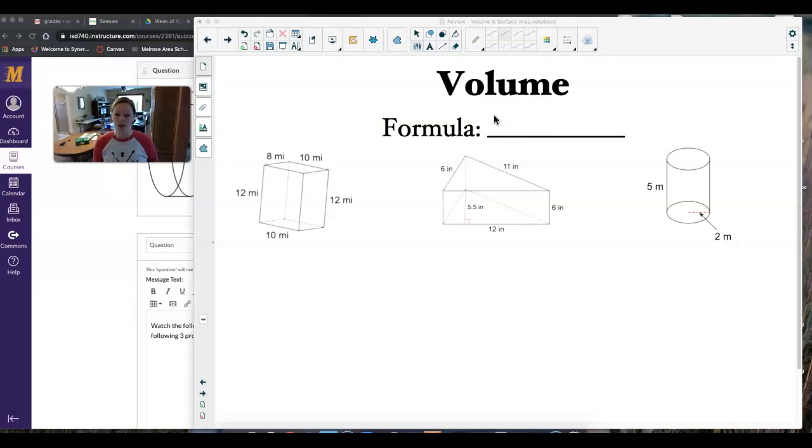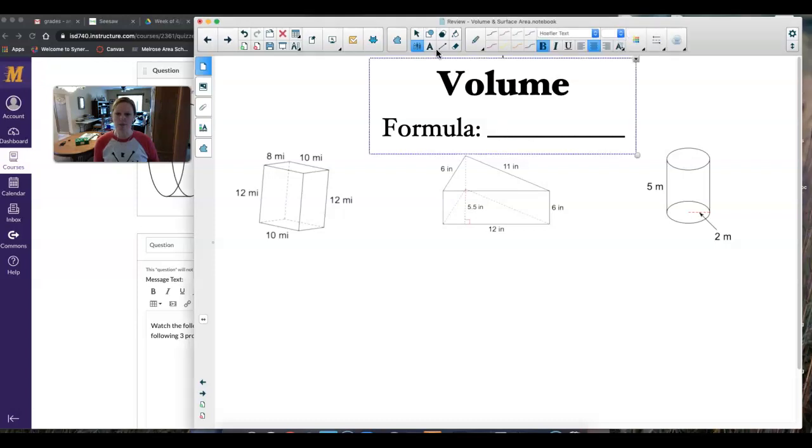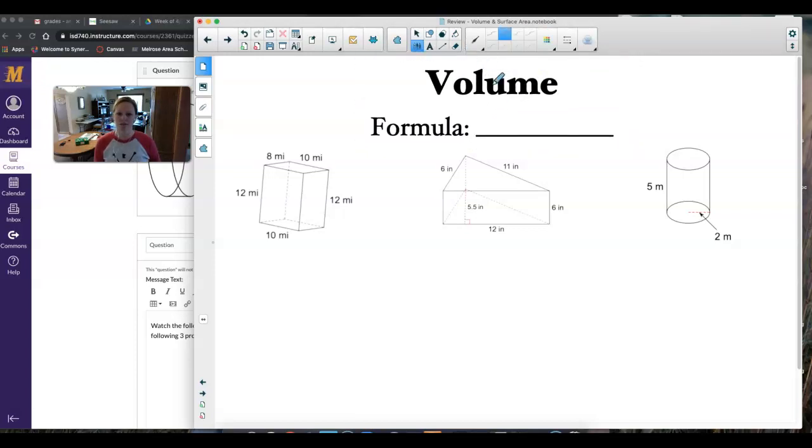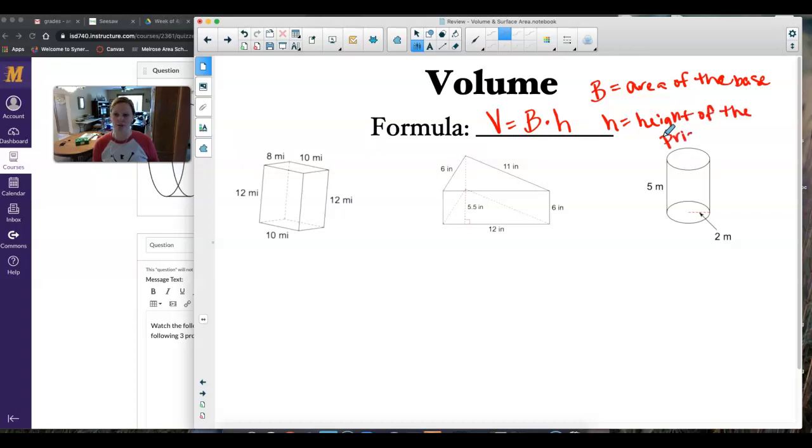So the formula for volume is, volume equals capital B times H. Now remember, the capital B stands for the area of the base, and that's going to change depending on the three-dimensional shape. And the H is the height of the prism or cylinder.